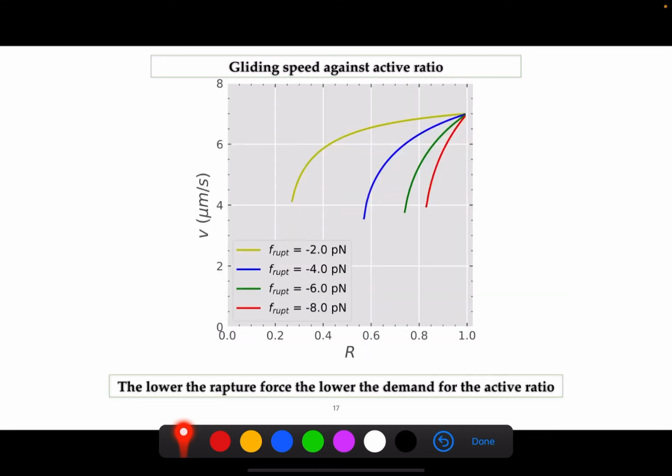We solved for other rupture forces ranging from 2.0 to 8.0 piconewton. The lower the rupture force, the lower the demand for active ratio. In all cases, we found that when the respective critical motor ratio is reached, the speed of the actin filament increases abruptly.